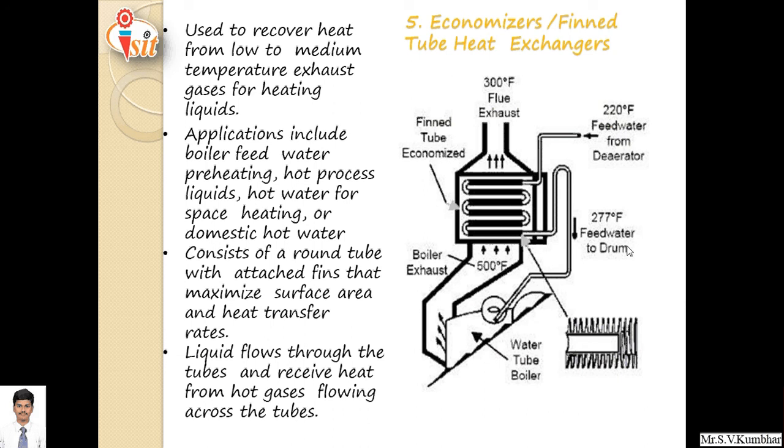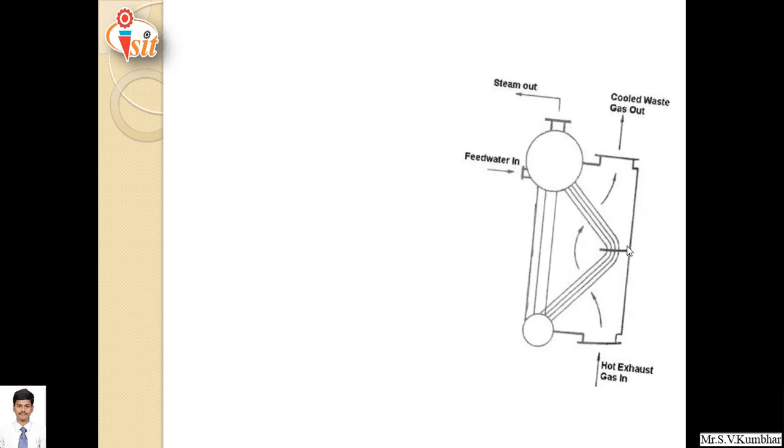An economizer consists of round tubes with attached fins that maximize surface area and heat transfer rate. Liquid flows through the tube and receives heat energy from hot gases flowing across the tube, and in this way the liquid gets heated. That heated liquid can be used for different applications.